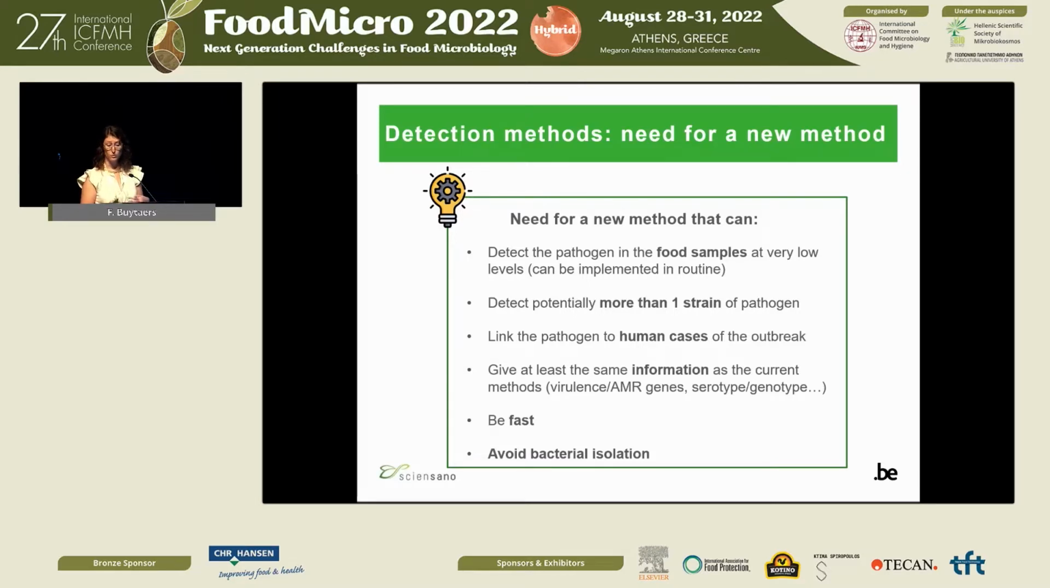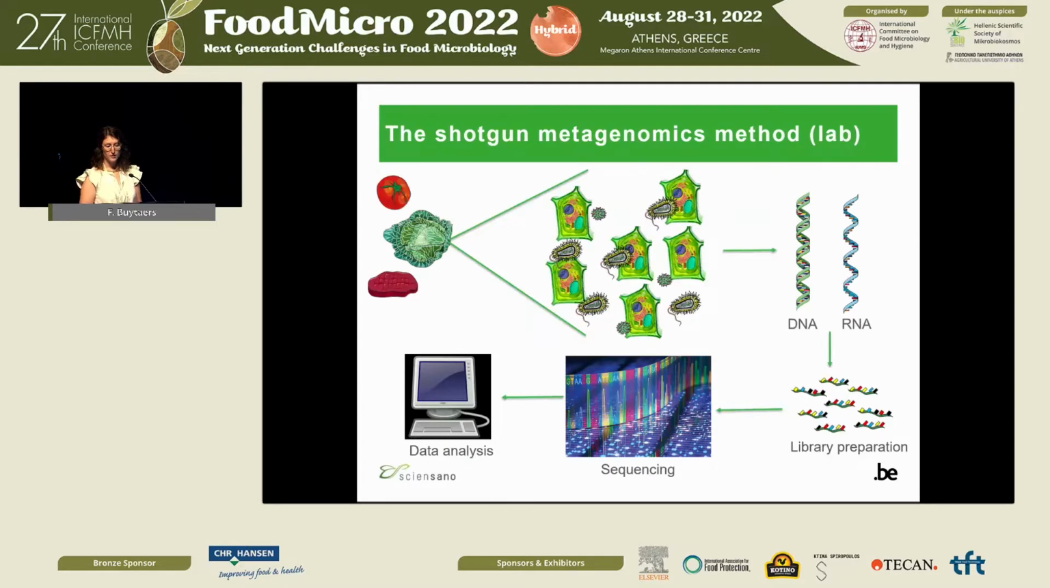It should also be a fast method and therefore avoid bacterial isolation. So what we present is a shotgun metagenomics method. For the laboratory part, we have our food sample, with the plant cells or the mammal cells, depending on the food matrix, and then all the bacteria and viruses living on that matrix. We extract all the DNA or RNA of that sample. We prepare the library, we sequence, and we analyze.